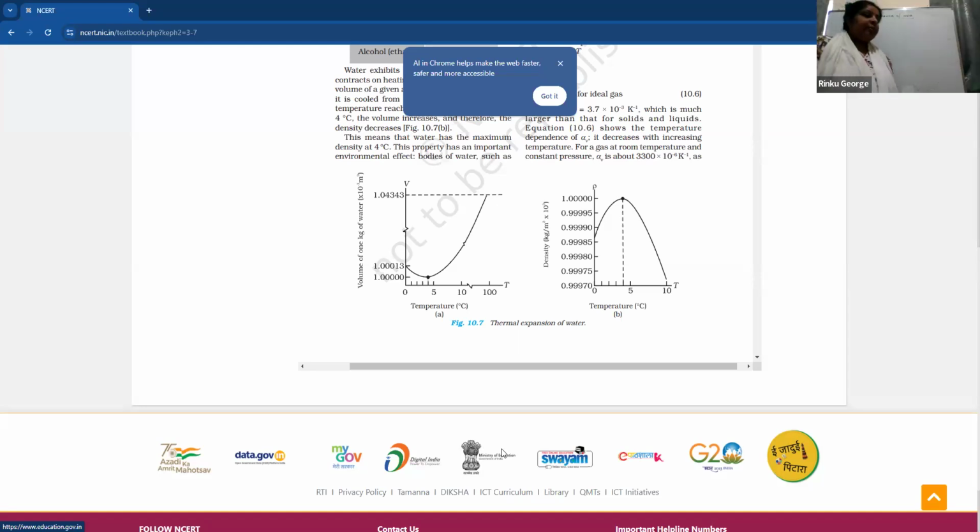Eleven point four, sorry, 11.7. This one. These two diagrams, both you have to draw. In the new book, it will be 10.7. Old book 11.7. Draw, then I will explain.